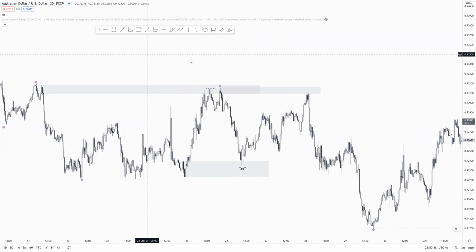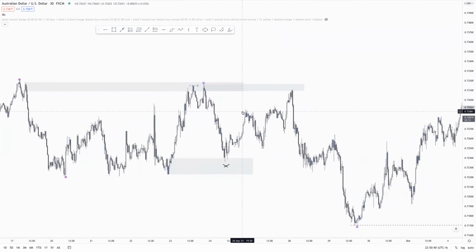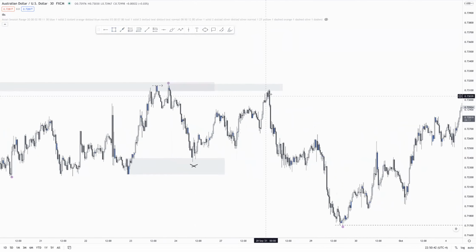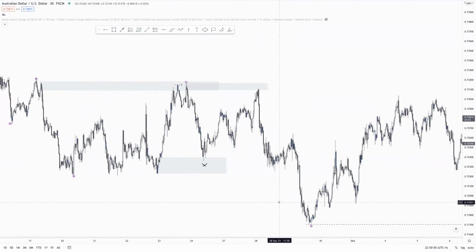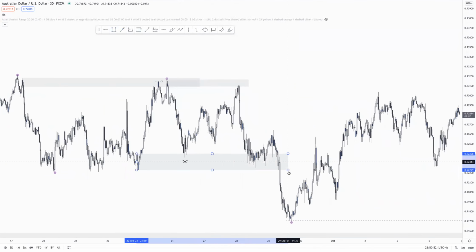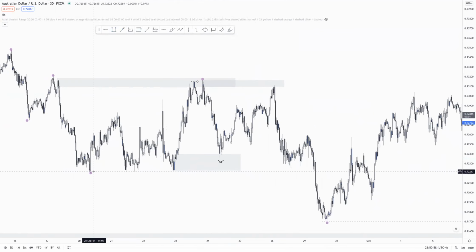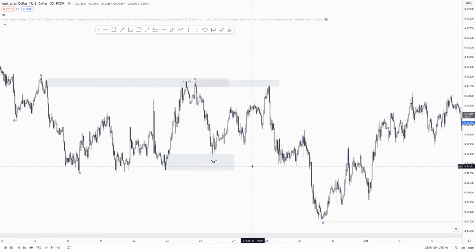So we get a pullback all the way up into this leg here, and then we push down strongly, really clear mitigation, and we end up creating that lower low, kind of anticipating. What do you guys see? This did not end up holding, right? So you guys can see this ended up holding just a form of liquidity. And mind you, we also had a lot of equal lows.